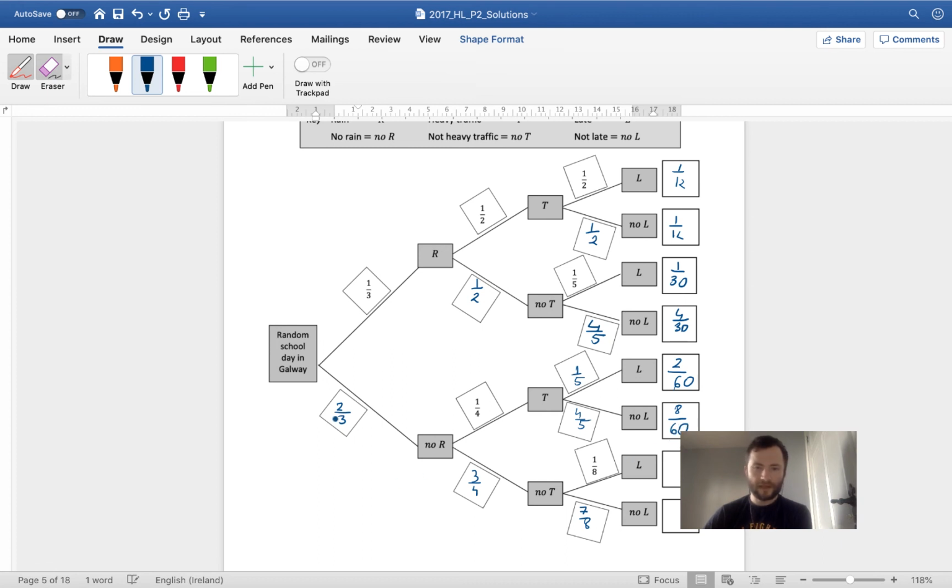And then finally in this case, 2/3 times 3/4 times 1/8 is 6/96. And 2/3 by 3/4 by 7/8 is 42/96. So in this case, just figuring out that over here we have 1/5 and 4/5.